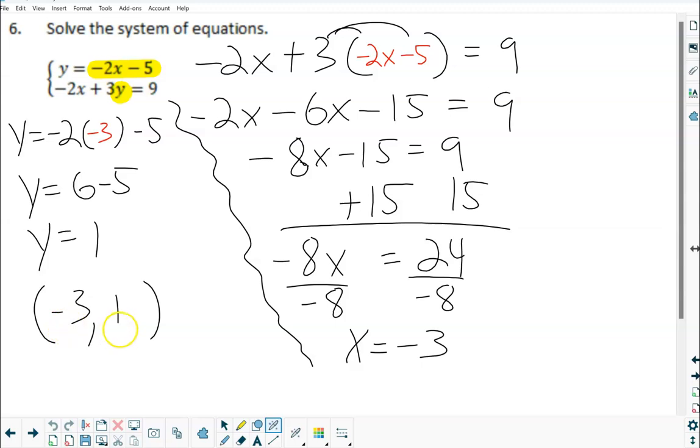So the negative 3, 1 would work in both equations and still be equal. You can plug a 1 in for y here, negative 3 here, or you can plug in 1 here and negative 3 here, and it will be a true equation.